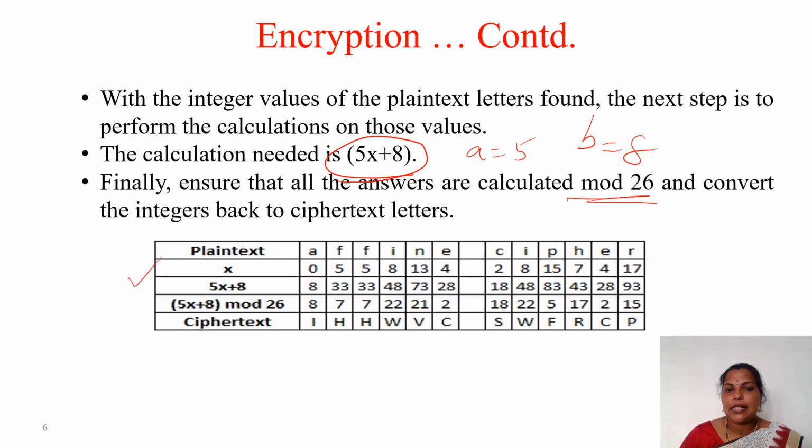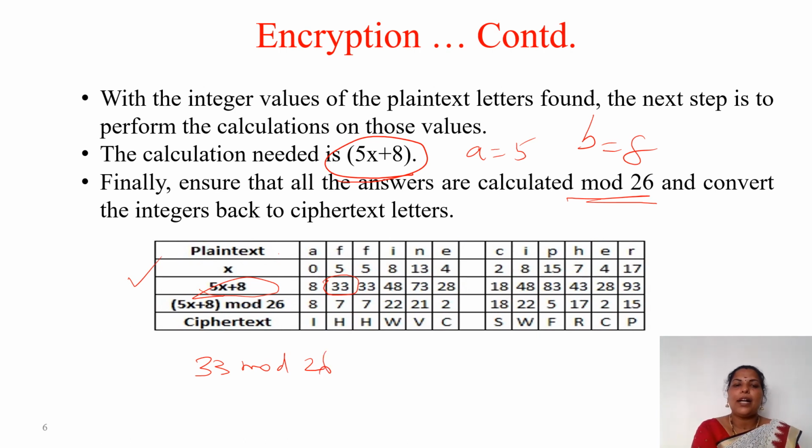Let us see this one. This is the plain text, that is, affine cipher. Then we write the corresponding integer representation of each and every alphabet. Then we find the value of 5x plus 8. Here you see 33, so we have to perform 33 mod 26.